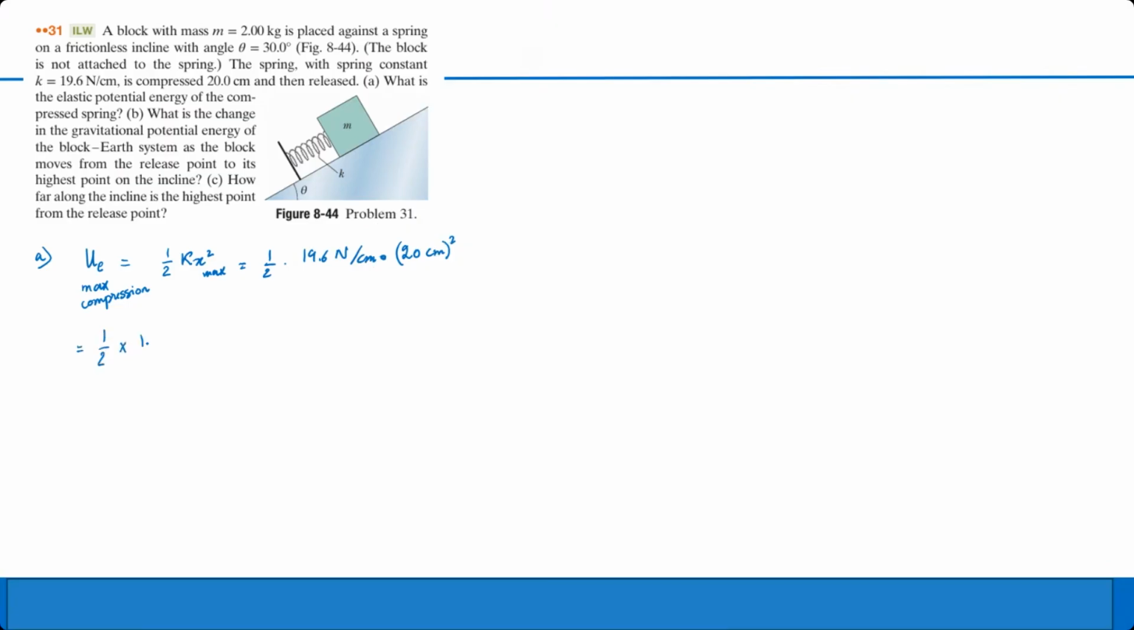This will be half times 19.6 newtons. From centimeter to meter, I will multiply by 10 to the power minus 2, but this is in the denominator. And here I have 20 centimeters. I'll also convert that to meters. And this is squared. So you can see how I'll end up with 20 squared times 10 to the power minus 2. I can solve. I'll get 39.2 joules.